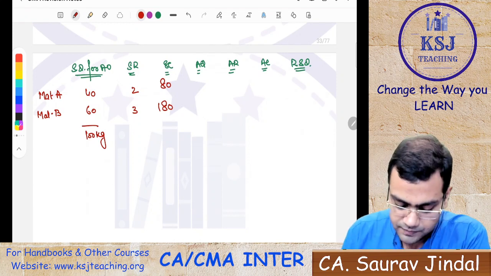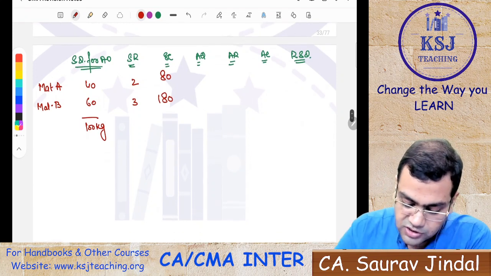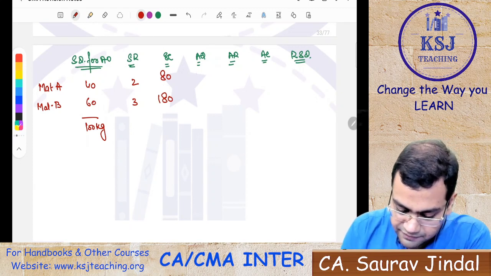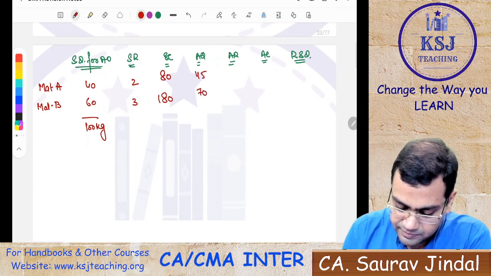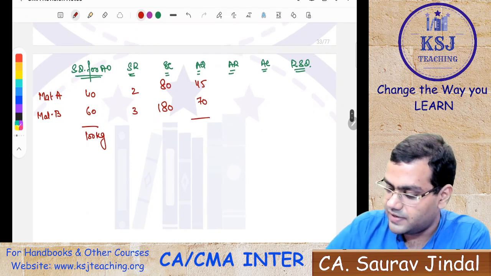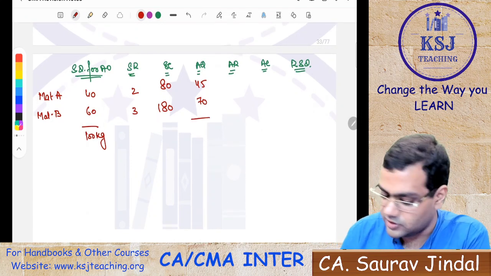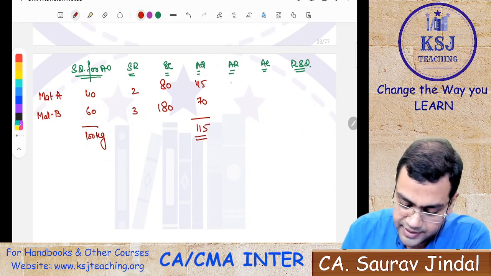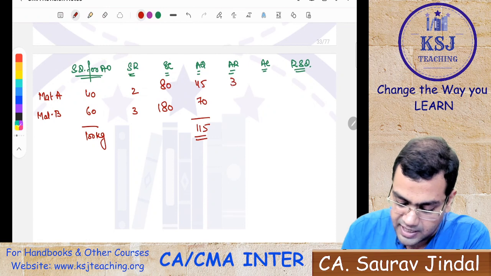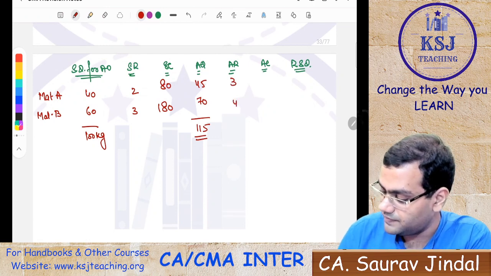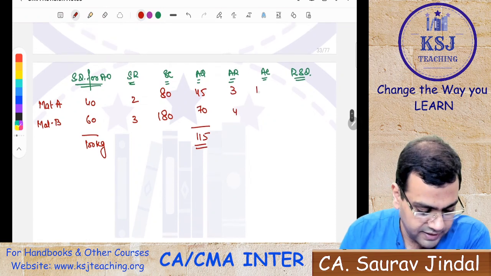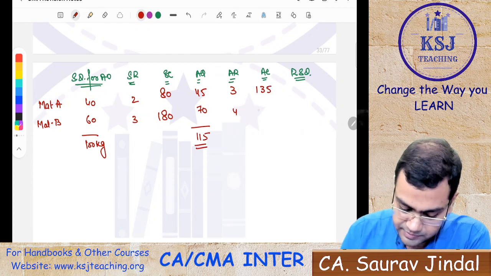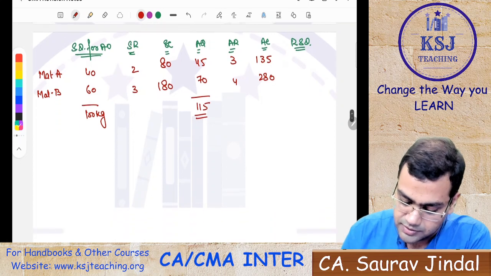Clear? After that, what is the actual quantity that is used? Sir, actual quantity used is, let's say, 45 and 70, right? 45 and 70 is the actual quantity, that is 115 kg that is used. What is the actual rate? Actual rate, let's say, is 3 rupees and 4 rupees. So what is the actual cost? 45 multiplied by 3, 135, right? And 70 into 4, that is 280. This is the actual cost.